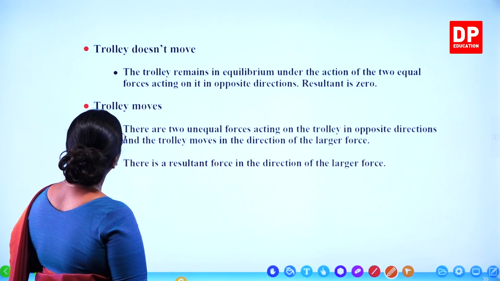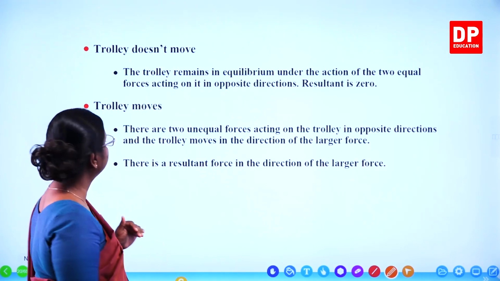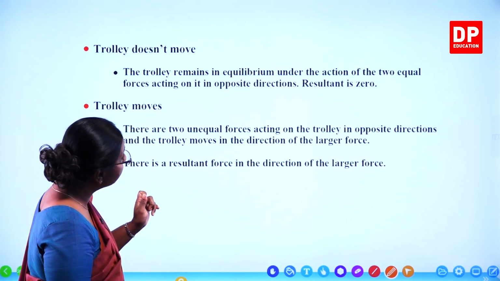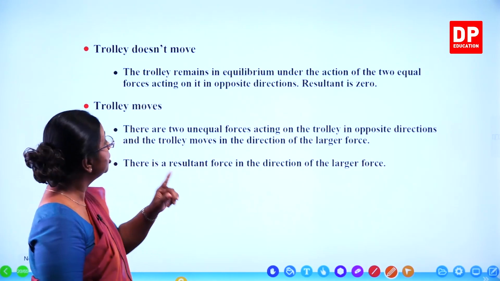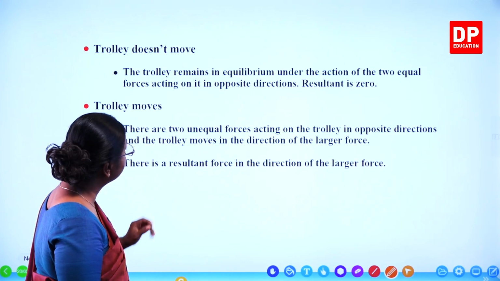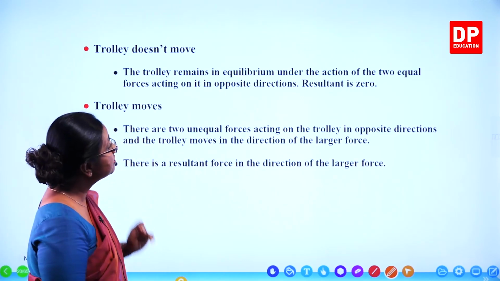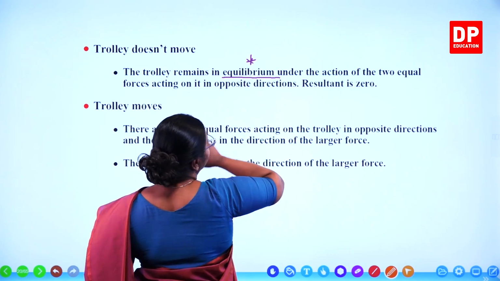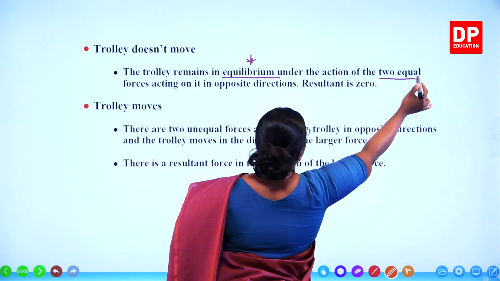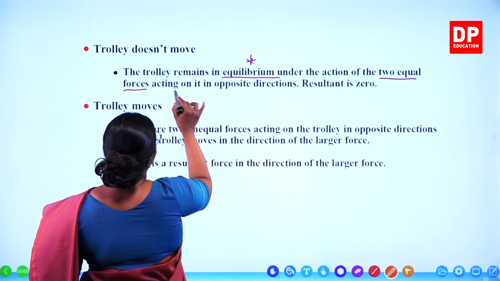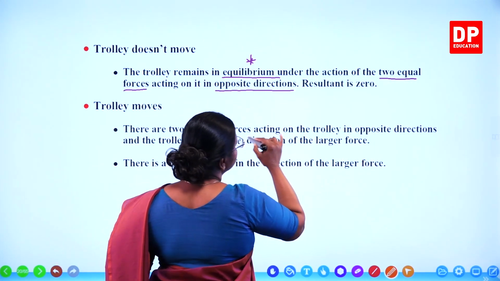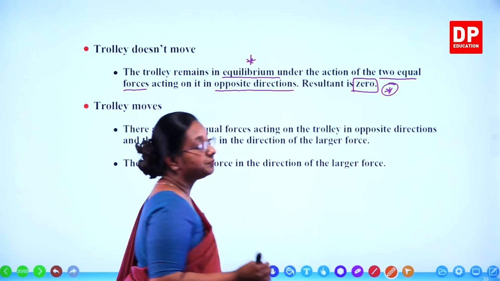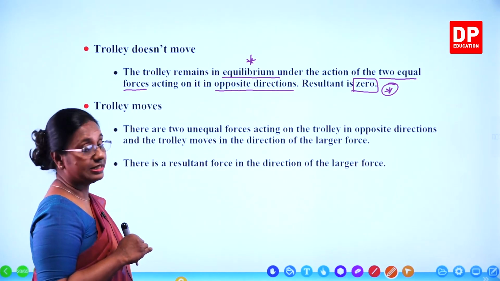So if we try to go through the results of the activity again, trolley doesn't move. So the trolley remains in equilibrium under the action of the two equal forces acting on it in opposite direction. Resultant is 0. So here you have to remember these terms, students. Equilibrium under the action of two equal forces acting in opposite directions. So the resultant is 0. Those were the first two instances.